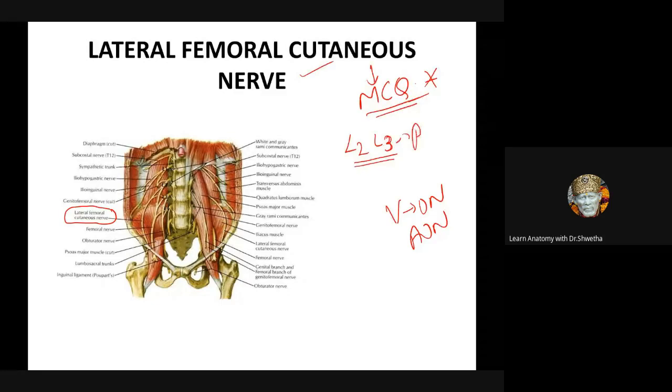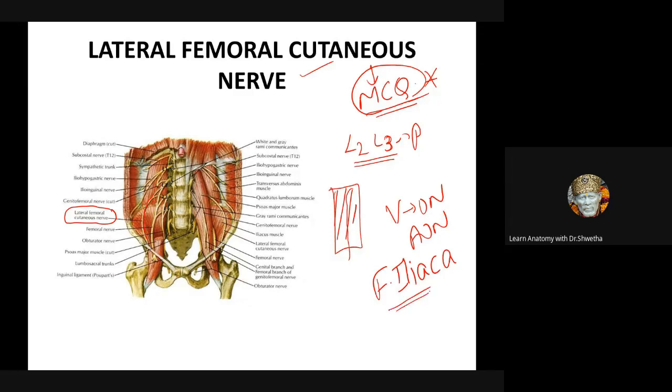Now, to trace this, can you see a nerve here? That is the lateral femoral cutaneous nerve. This is an MCQ question. So, how does it travel and reach the thigh? Now, the lateral femoral cutaneous nerve is beneath the fascia, and that fascia is called the fascia iliaca. Where did you hear this, students?